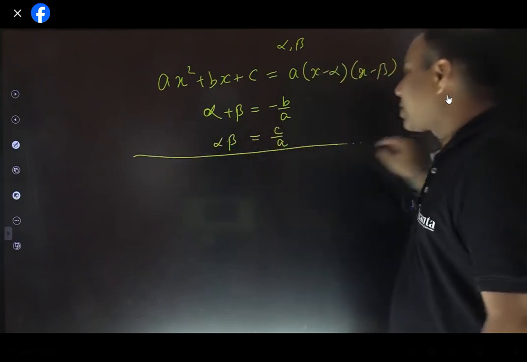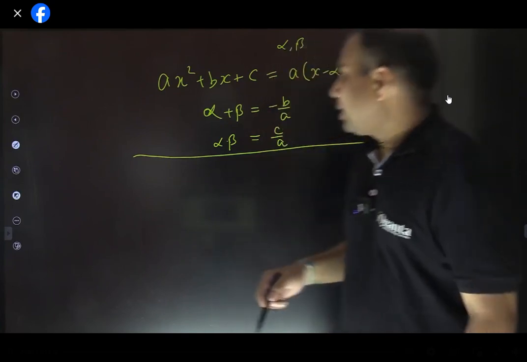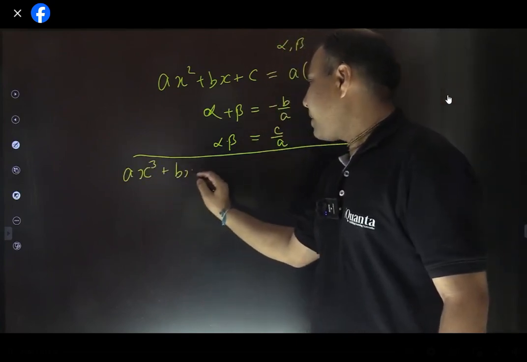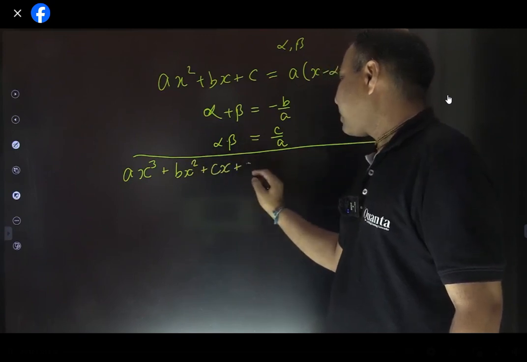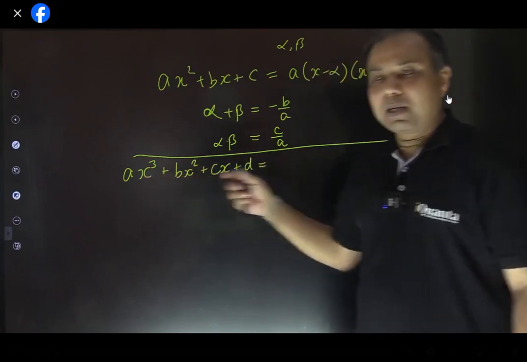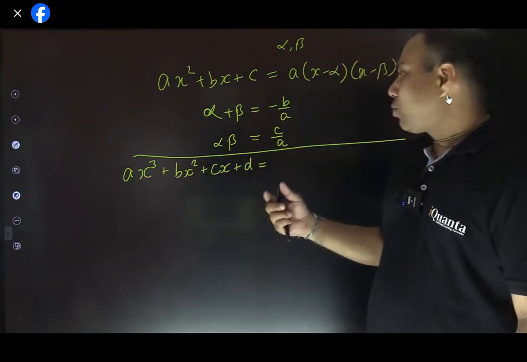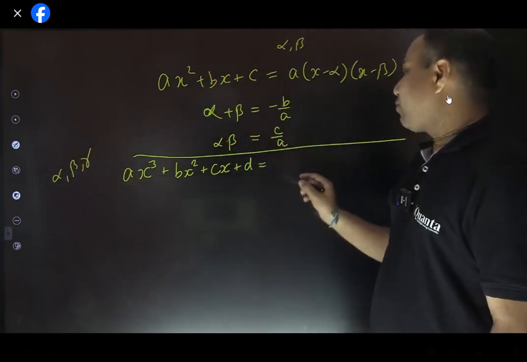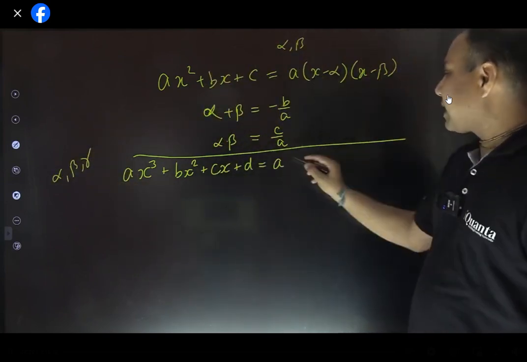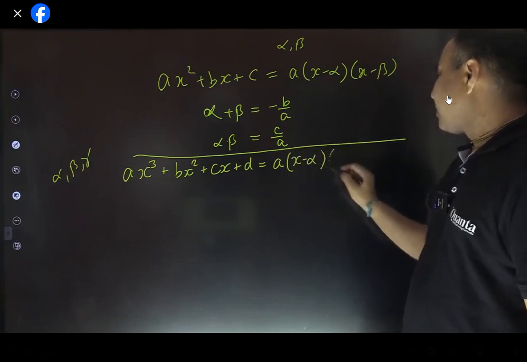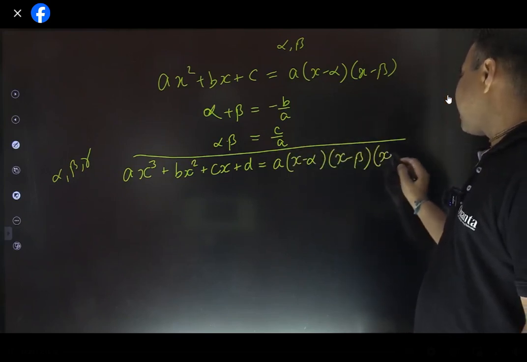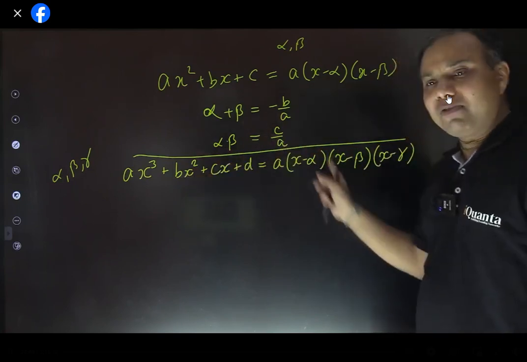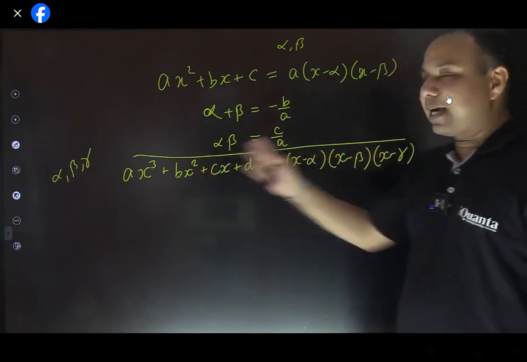Now extending this same logic, if I am looking at a cubic equation, ax cube plus bx square plus cx plus d equals 0, if this is my polynomial of degree 3 or cubic polynomial, it will be having 3 roots. Let the 3 roots be alpha, beta, gamma. Fine. So it can be written in the similar way as a times (x minus alpha)(x minus beta)(x minus gamma), and by expanding it, multiplying them and equating the coefficients, again we are going to get the relationship between the roots and the coefficients.